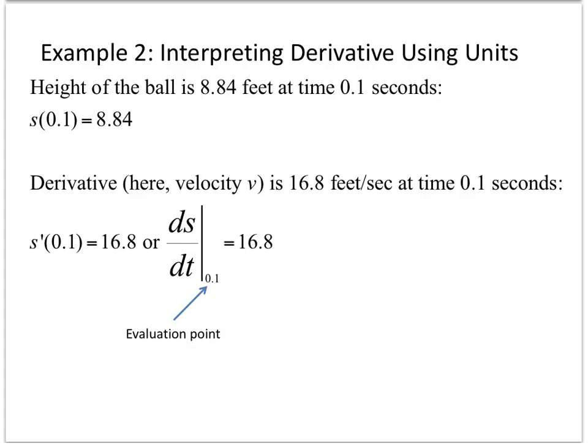Wait, I thought speed is always... Oh, never mind. Speed is the absolute value of velocity. So can we say speed as velocity? If you say absolute value, yes, because it's always positive.